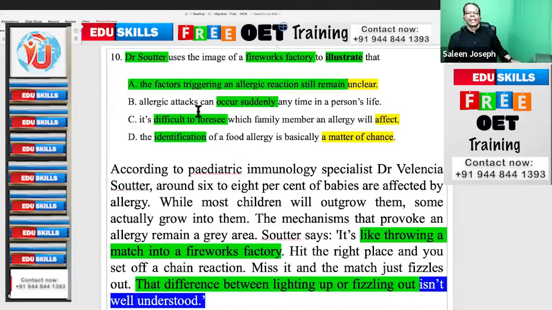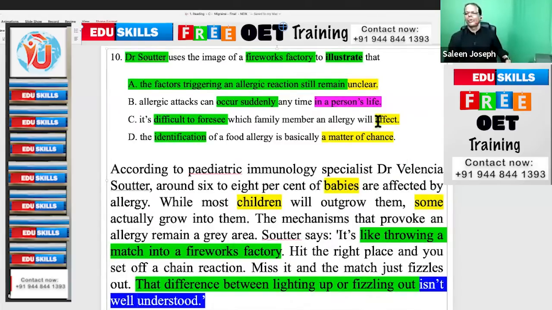Okay, now allergic attacks can occur suddenly any time in a person's life. They don't speak anything about a person's life, right? Do they speak? No. See here, today's civilization, around 6 to 8% of the children will grow. Babies is plural. Children is plural. Actually, some children means again plural. They are speaking about general, means a group.